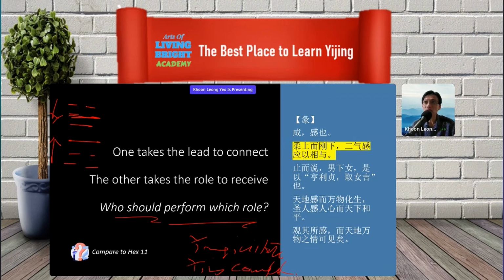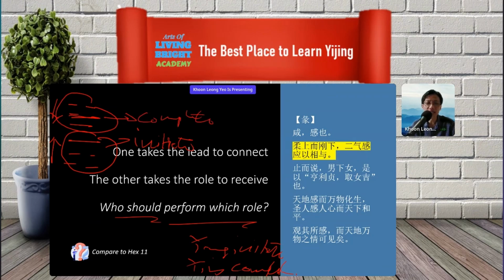All right. So basically, based on this, Gen Gua should be the one to initiate, and Dui Gua is the one that completes it. Completes it means to finally accept or not accept. This has been the hidden rule, the unspoken rule, all this while.